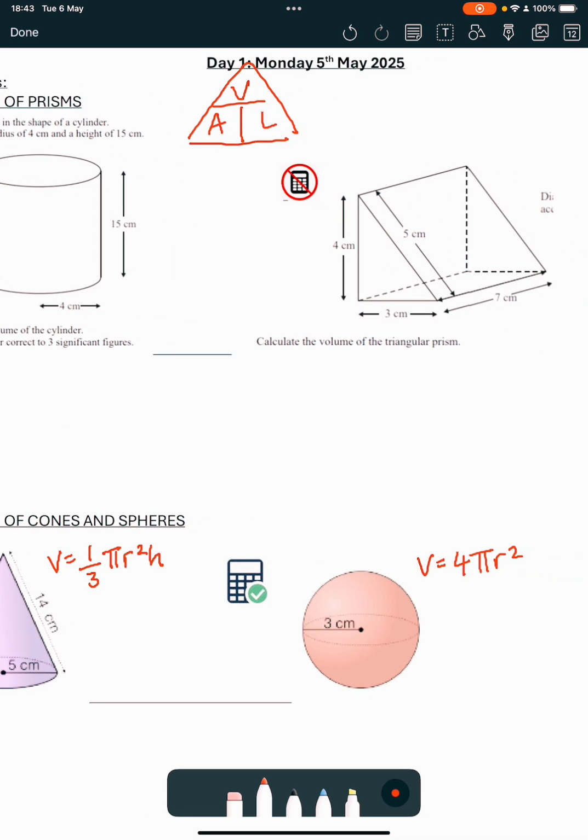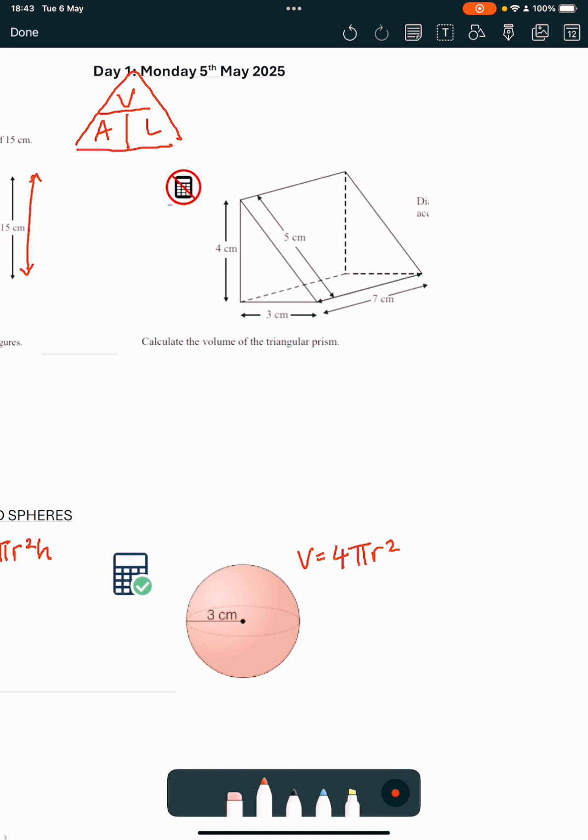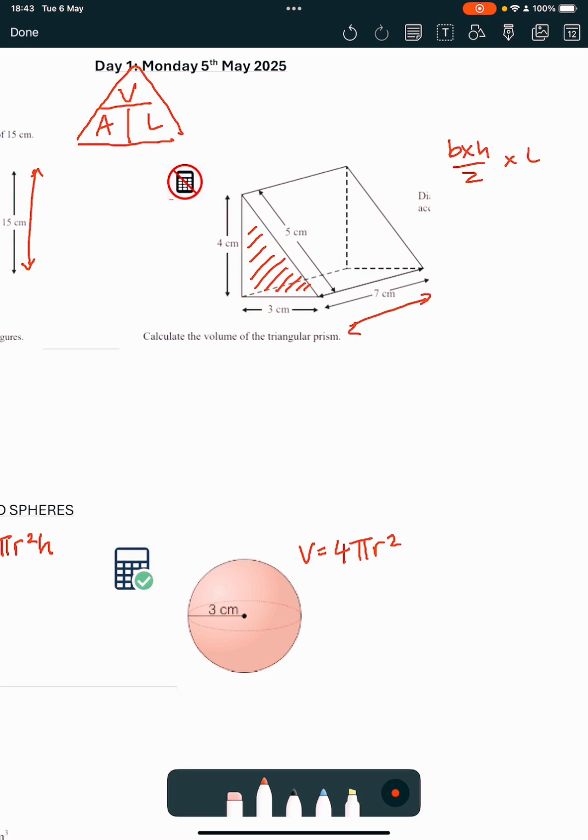Now same again for this triangular prism. We're going to do the area of the cross section times by the length. This time the cross section is this triangle, because that's my shape that's been stretched. So I'll do base times height divided by 2, and then times that by this length here. 3 times 4 divided by 2 times by 7 gives me 42 centimetres cubed.